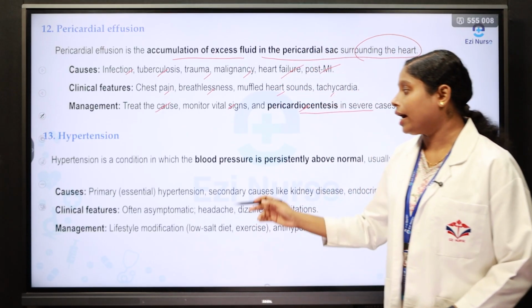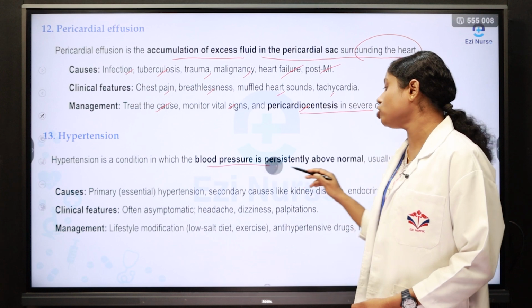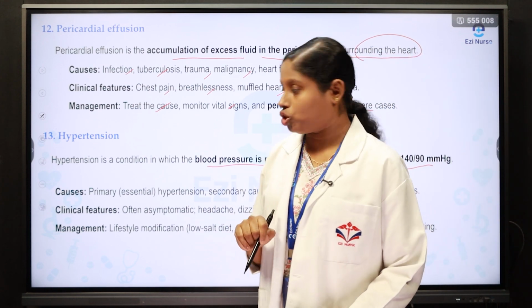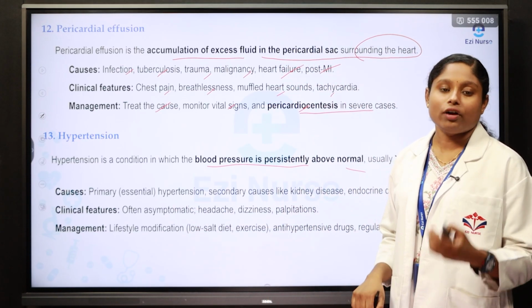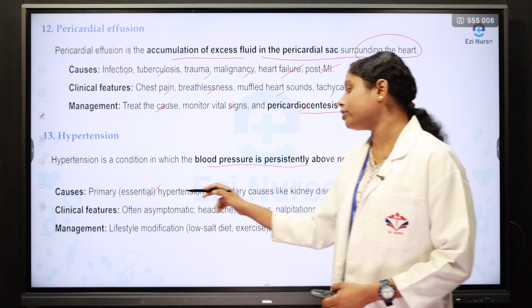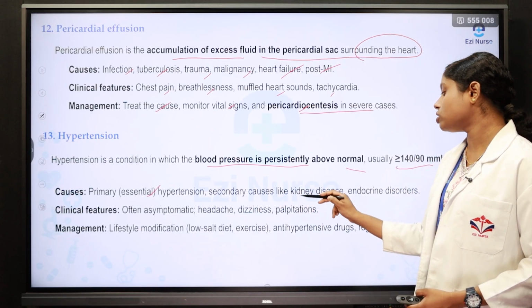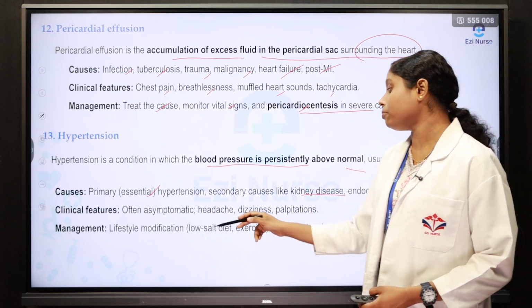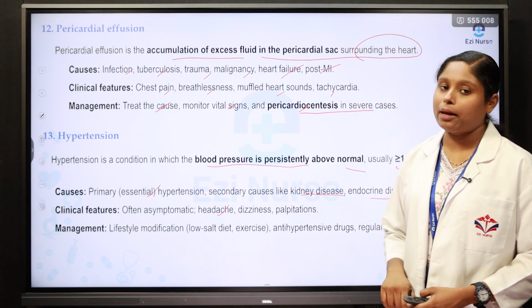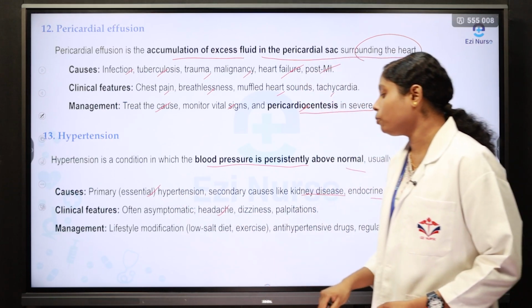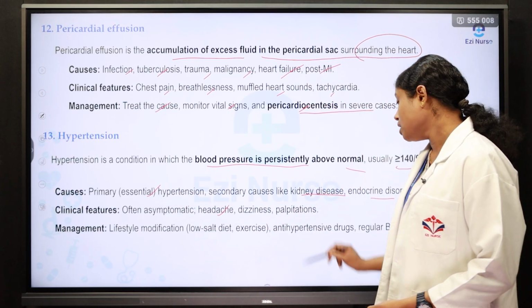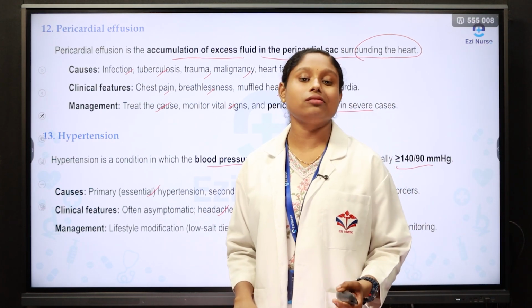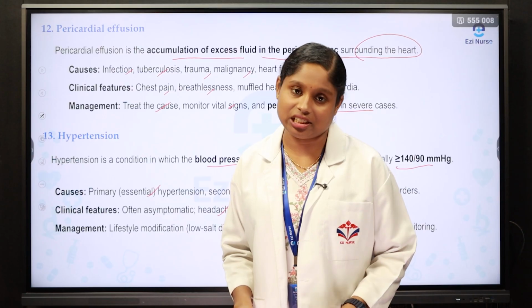Next category of question is hypertension. It's a condition in which the blood pressure is persistently above normal, usually more than 140 by 90 mm of Hg. What are the causes of hypertension? Primary or essential hypertension, and secondary causes like kidney disorders and endocrine diseases. Clinical features: often it is asymptomatic, but headache, dizziness, and palpitations may be present. Management: lifestyle modification, low salt diet and exercise, antihypertensive drugs, and regular BP monitoring. So as a student, while writing the exam, you need to elaborate the points and write in detail.